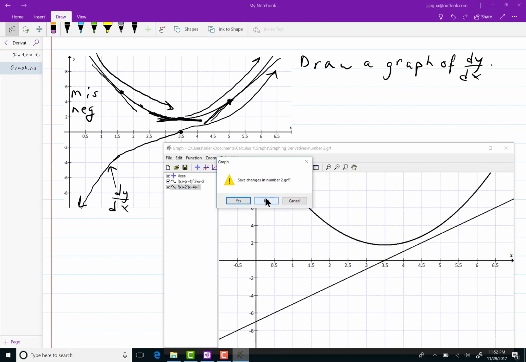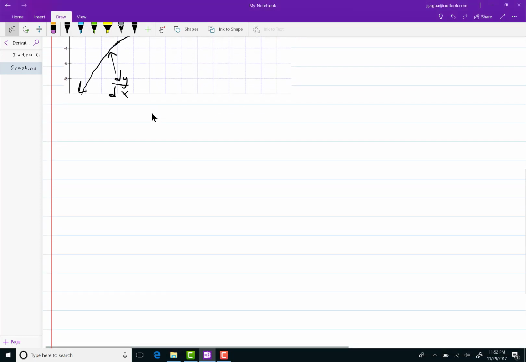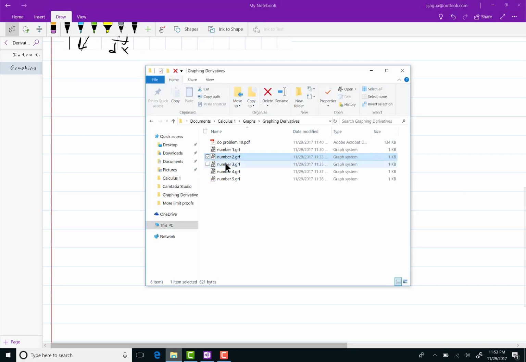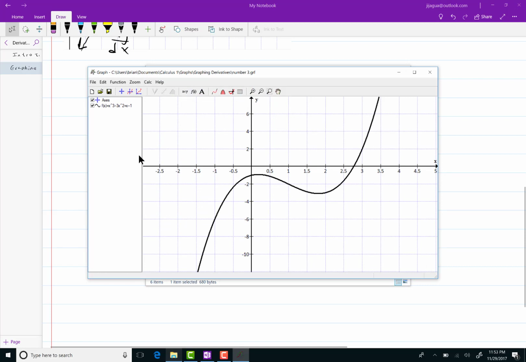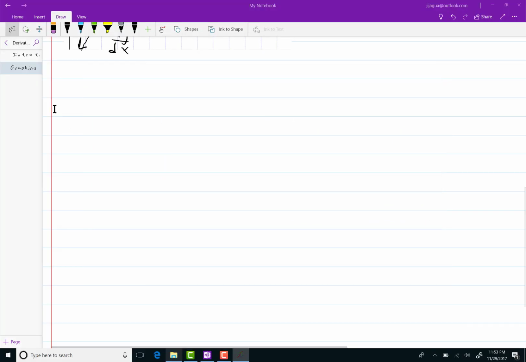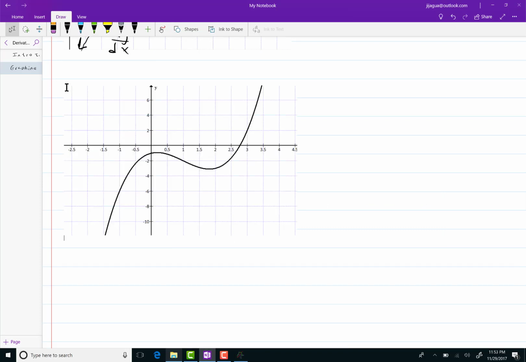Let's grab another one. Graph number 3. We got a curvy one this time. More curves. Now that I've shown you what I did, I can give you a way to work these things now. So, draw a graph of dy over dx.